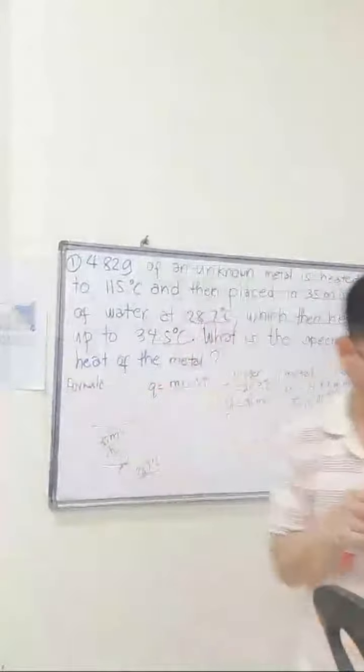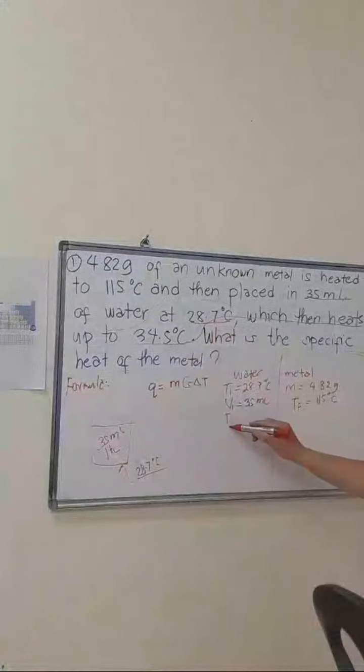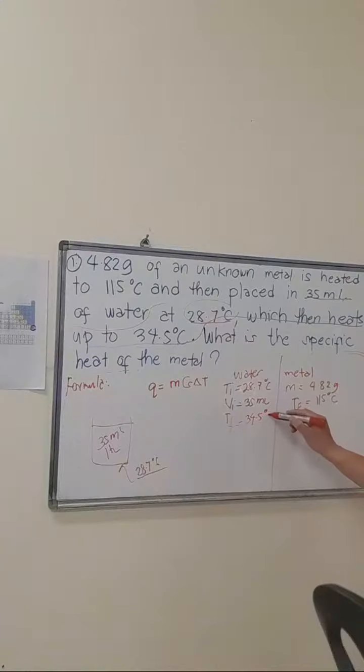Okay, like that. Get the point? So this T final is 34.5 degrees Celsius. Now the question asks, what is the specific heat of the metal? So the Cs of the metal, let's say Cs,M, because specific heat Cs plus M for metal. So that's the question mark.